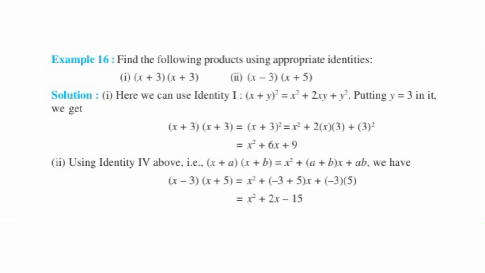Second one, x minus 3 into x plus 5. It is of the form x plus a into x plus b, which is equal to x square plus a plus b x plus ab. Here our a is minus 3 and b is 5. So substituting values of a and b in the identity, we get x minus 3 into x plus 5 is equal to x square plus minus 3 plus 5 x plus minus 3 into 5. Minus 3 plus 5 is 2 and minus 3 into 5 is minus 15. So we'll get x square plus 2x minus 15.